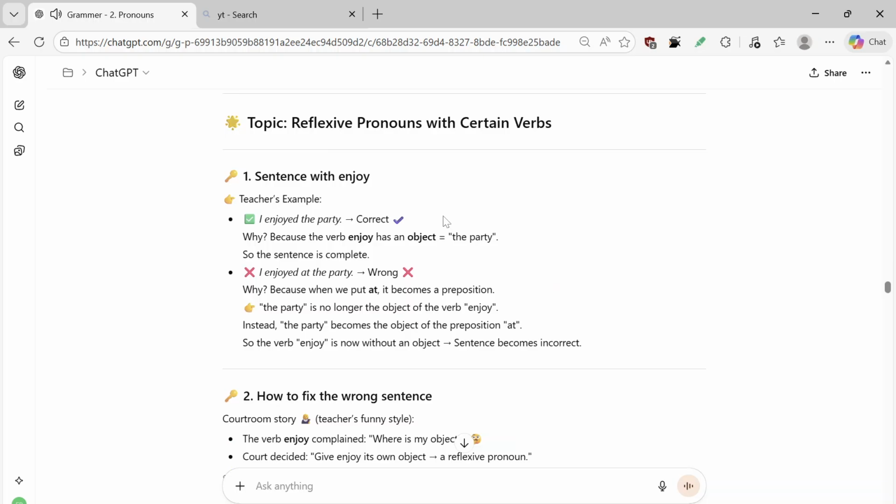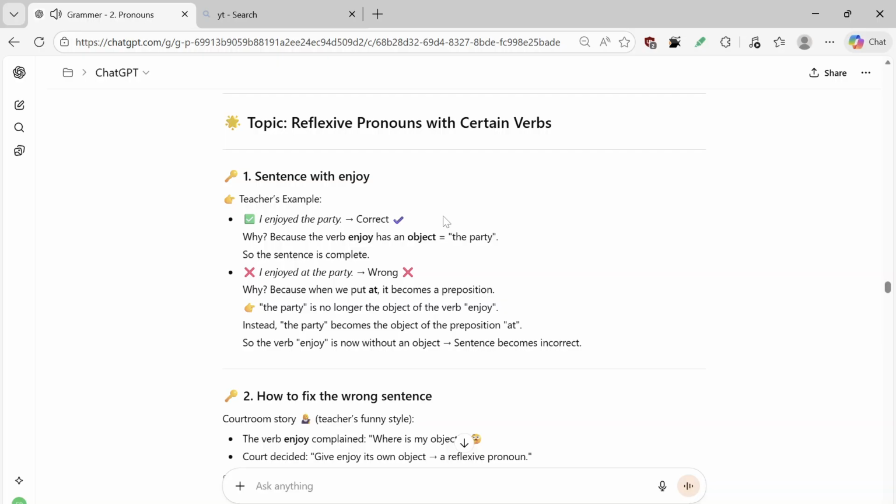Topic: reflexive pronouns with certain verbs. 1. Sentence with enjoy. Teacher's example: I enjoyed the party. Correct. Why? Because the verb enjoy has an object, the party, so the sentence is complete.